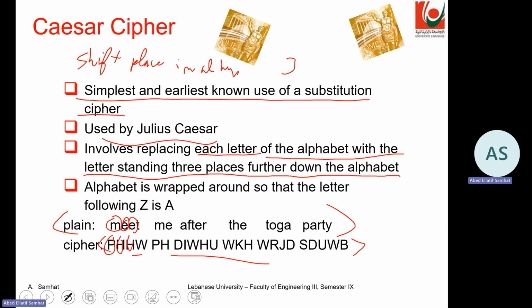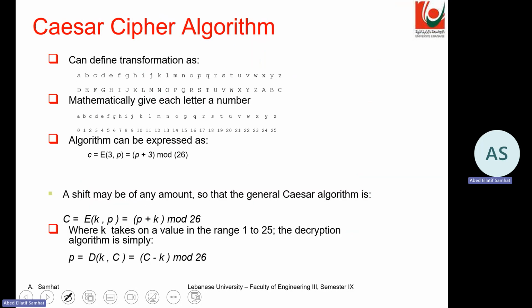So A, then B, C, and D. That's why A is encrypted as D, and so on. So it's shifted 3 places. If we want to represent this mathematically, we define the alphabet, which is 26 letters, and we give each of them a number: A is 0, B is 1, and so on up to Z, which is 25.